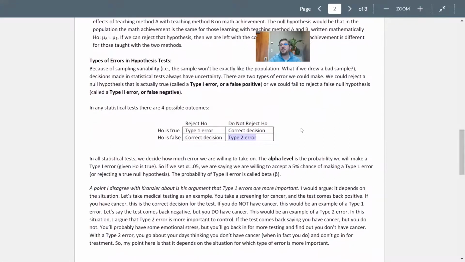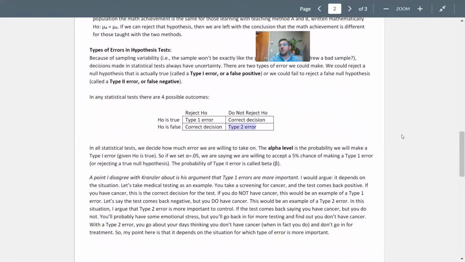So in our statistical test, we have to decide how much error we're willing to take on. And so in our statistical test, you'll see an alpha level. The alpha level is, what probability of making a type 1 error are we willing to accept? So if we set our alpha level at 0.05, then we're saying that we're willing to accept a 5% chance of making a type 1 error, or we're willing to accept a 5% chance of rejecting a true null hypothesis.